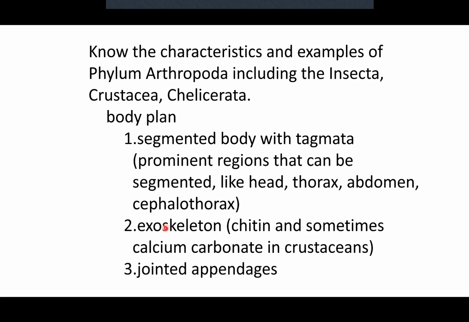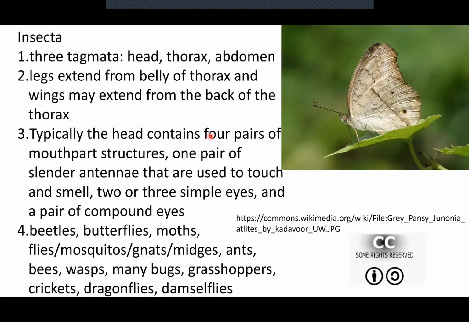Arthropods have an exoskeleton made up of chitin and sometimes calcium carbonates in the crustaceans, and they have jointed appendages. In Insecta, we have 3 tagmata: the head, the thorax, and the abdomen. The jointed legs extend from the belly of the thorax, and the wings, if they have them, may extend from the back of the thorax.